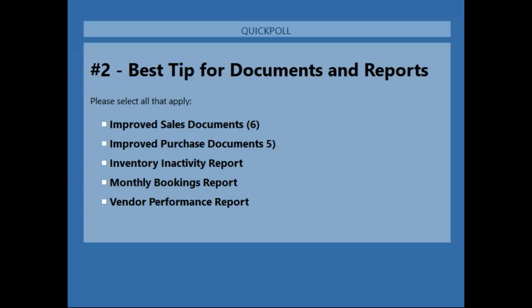I didn't show you all of these, but which one of these did you think was the best one? Improve sales documents, improve purchase documents. There's 5 of them. Improve inventory inactivity. I didn't even show you that one. That lets you see what items have been sitting around forever and never shipped or never sold. That's often very handy for people. Bookings report. Just click the button and let me know what you think's a good report here.